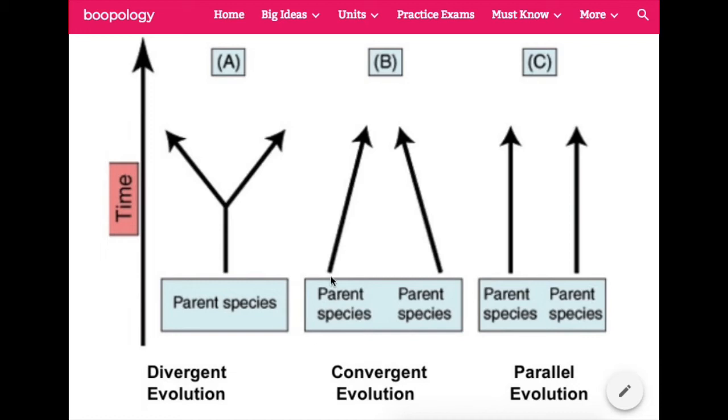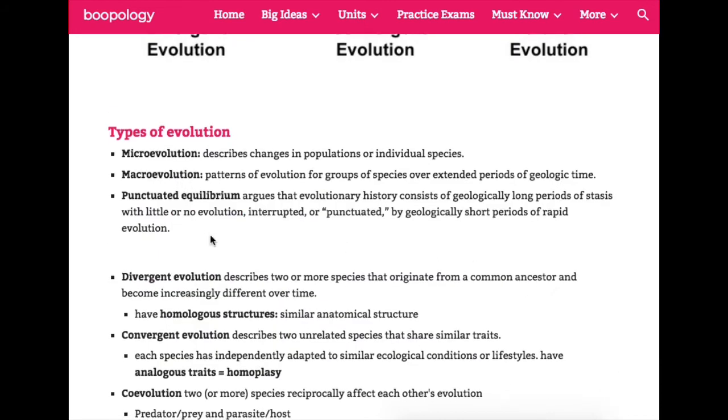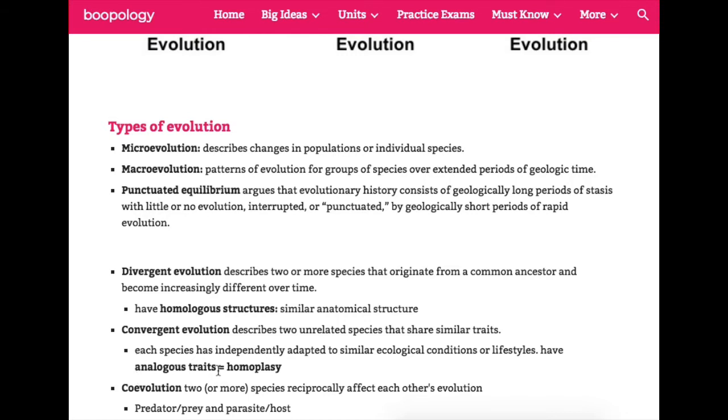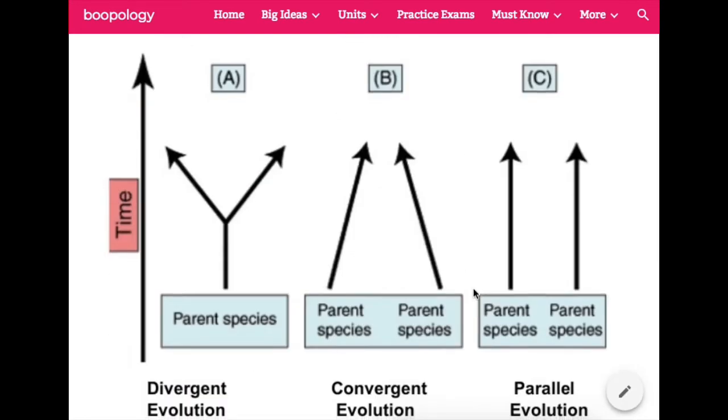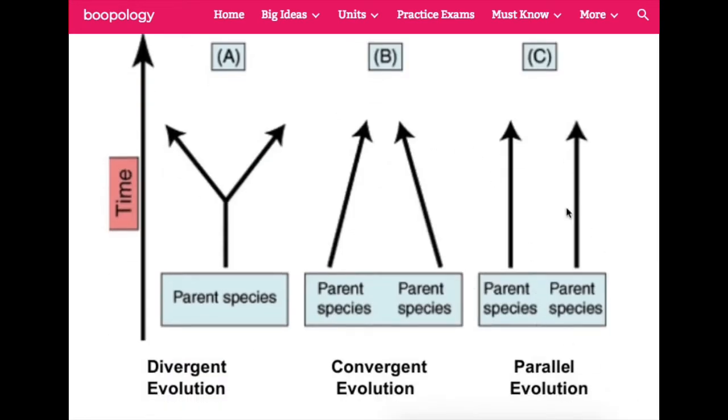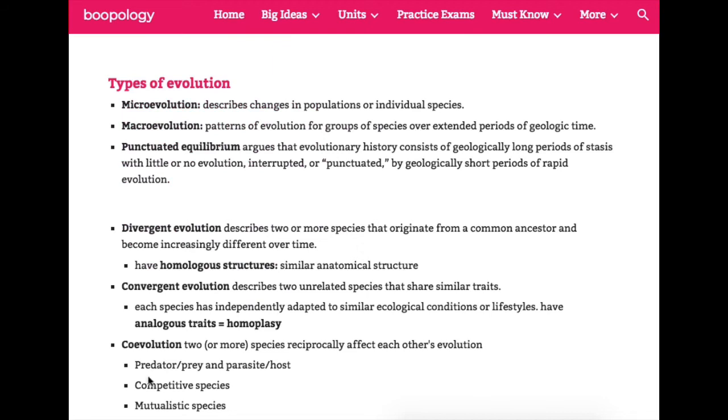And for convergent evolution, 2 different branches of species converge, and they have analogous traits, which is also known as homoplasy, when they adapt to similar ecological conditions. And then last is parallel evolution or coevolution. And this is usually with predator and prey relationships, or parasites and hosts, where they reciprocally affect each other.